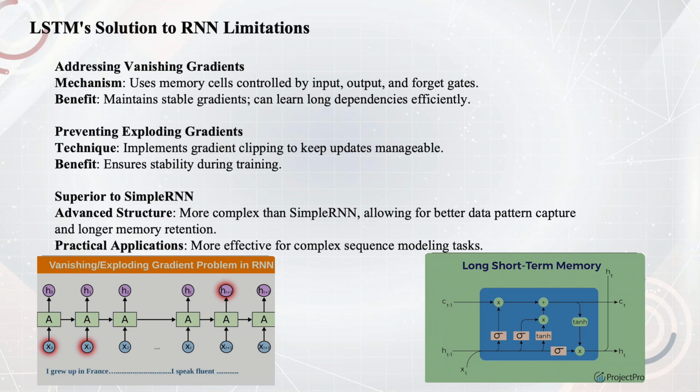Let's talk about the images. On the right side you can see the long short term memory. This is how it looks. You can see it has the C gate, which is the cell state, and it has input, output, and forget gates. It has input and hidden states. This is the structure of long short term memory. And on the left side you can see the vanishing gradient problem, where it becomes very hard for the model to remember the starting part of the sequences.